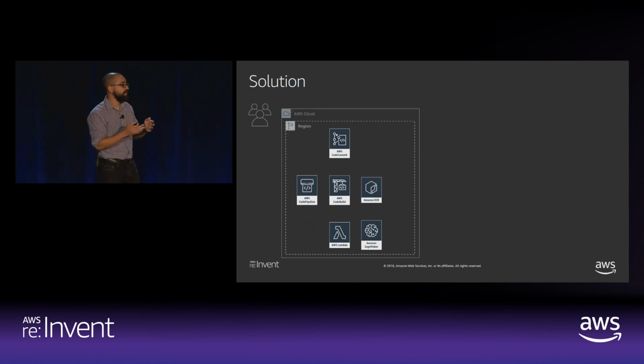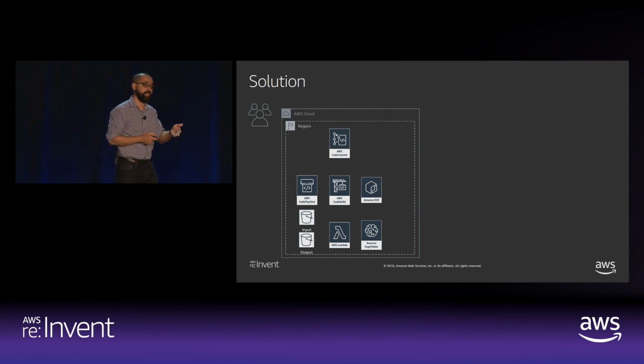So when we interact with this solution, we have an input and an output. Our inputs and outputs here are S3 buckets. S3 is our globally available object store. And what we do here is we place our data sets into that input bucket, and any outputs from our models are going to be placed into that output bucket.